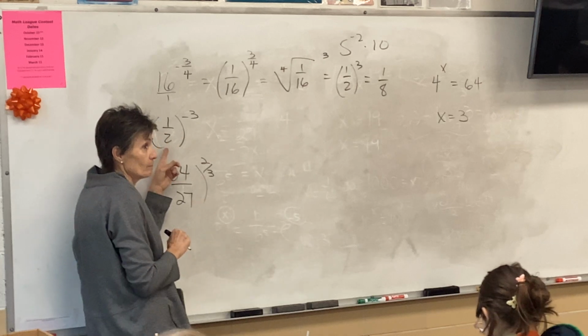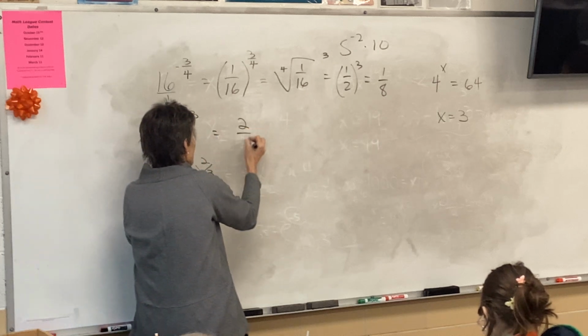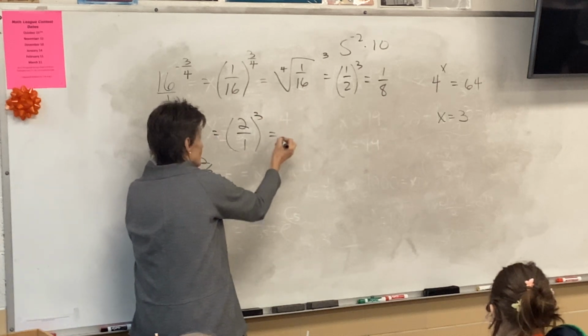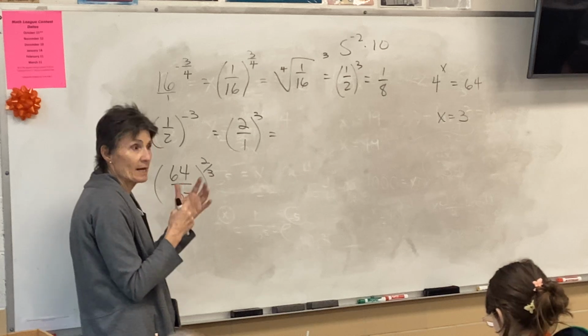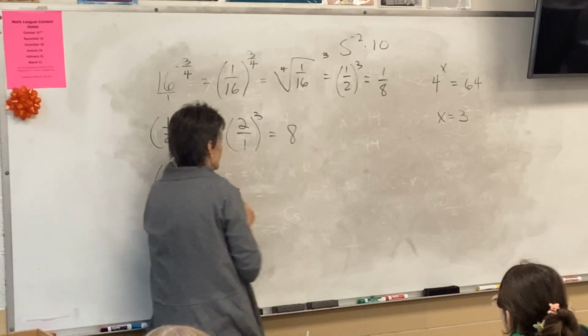Alright, what about this one? Flip it and make it 2 over 1 cubed. That's just 8, right? That's a lot easier. That's just 8.